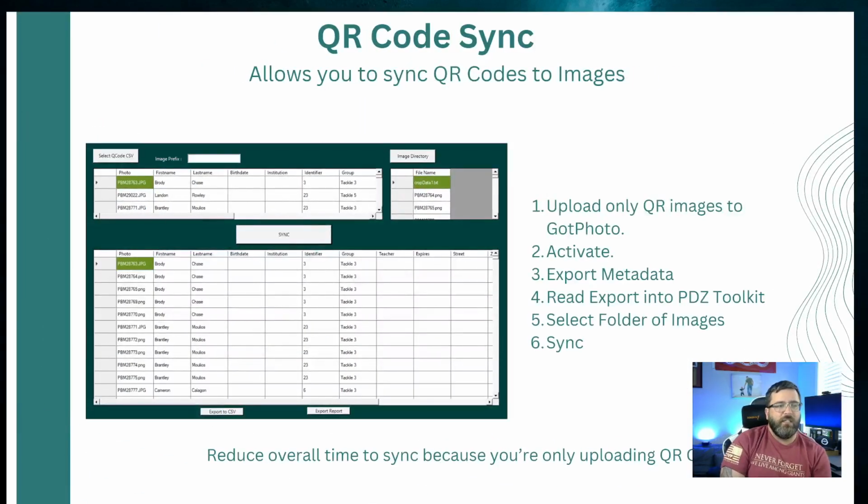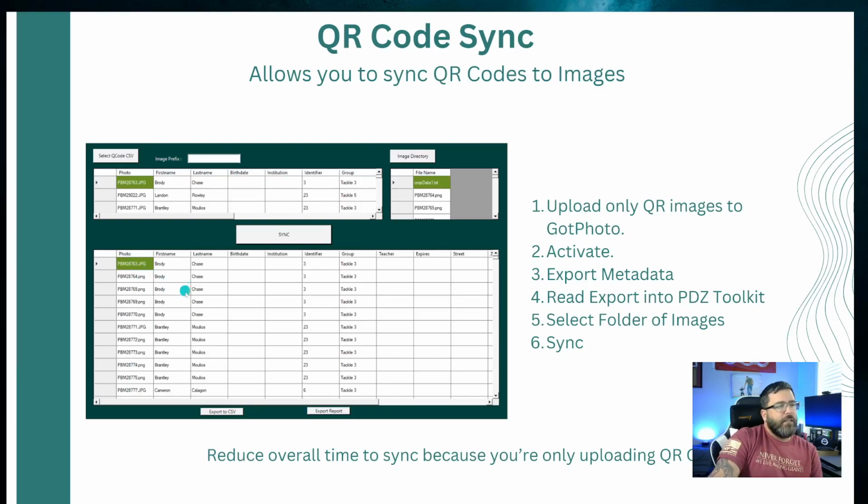QR code image sync is a similar time savings, however not quite as much. Where we're saving time here is you upload only the QR images to GotPhoto or whatever platform, and you let those synchronize, and then you download that roster data basically. That gives us the first image right here with the player data assigned to it. And then this is your list of images, and after you hit sync, it's going to give you all of this down here.